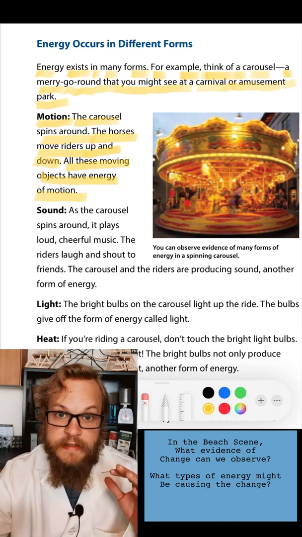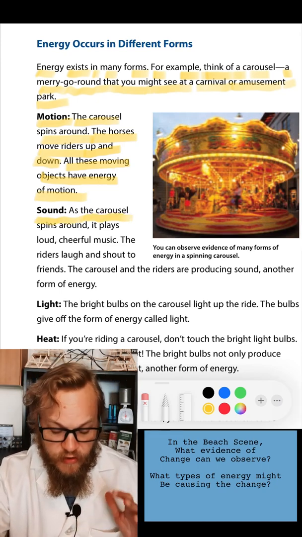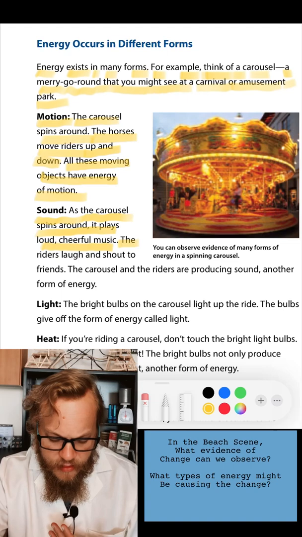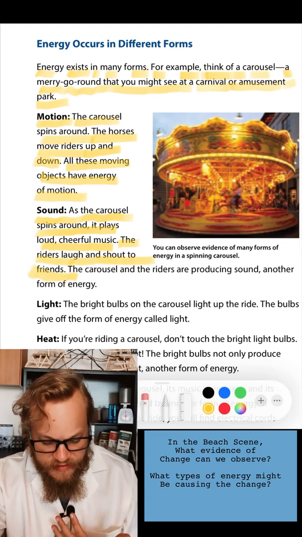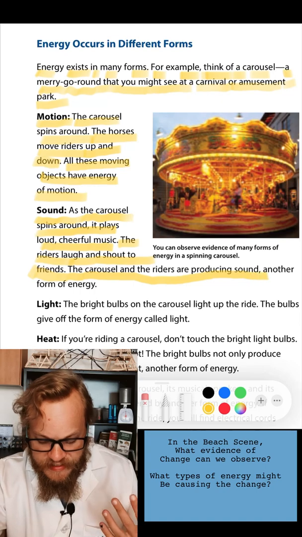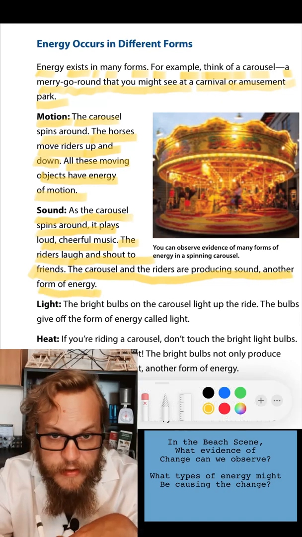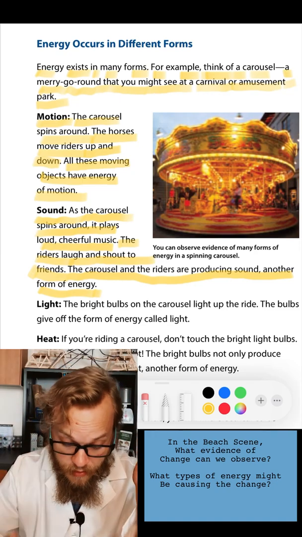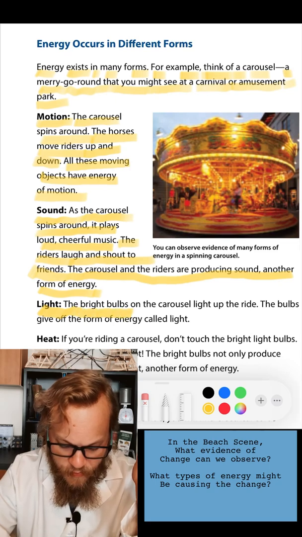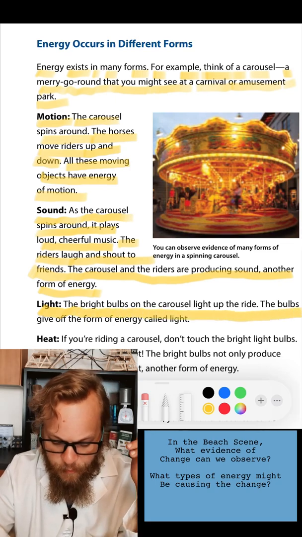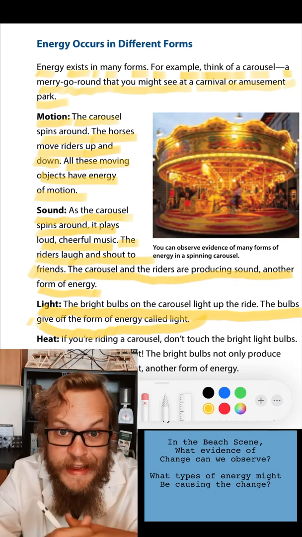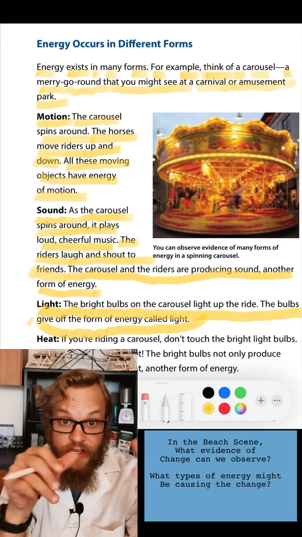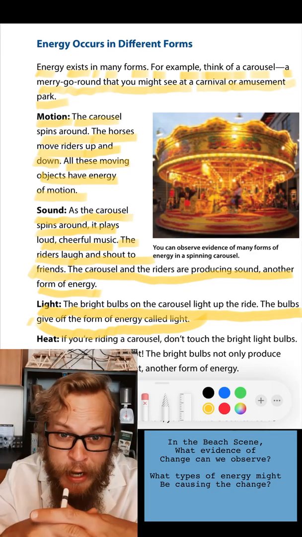Okay? Sound. As the carousel spins around, it's playing loud, cheerful music. The riders laugh and shout to friends. The carousel and the riders are producing sound, another form of energy. So we've got motion, sound, light. The bright bulbs on the carousel light up the ride. The bulbs give off the form of energy called light. Light is energy. Sound is energy. Motion is energy. It's everywhere.